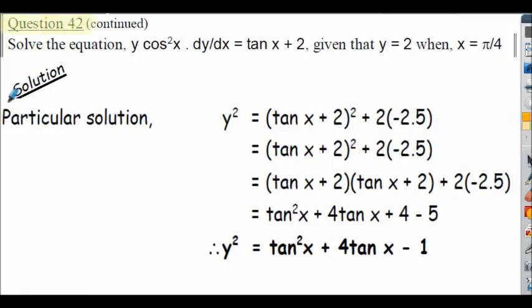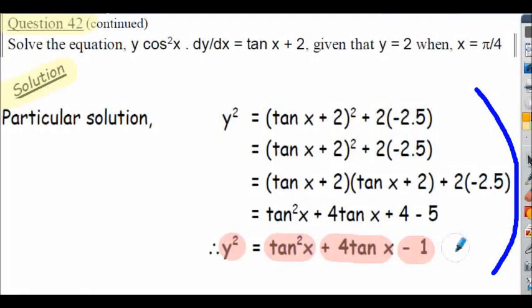And question 42, solution continued. I'll let you review this at your own pace. It's essentially algebraic manipulation here to find the final answer, which is expressed in terms of y squared here.